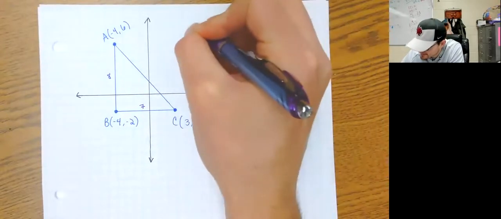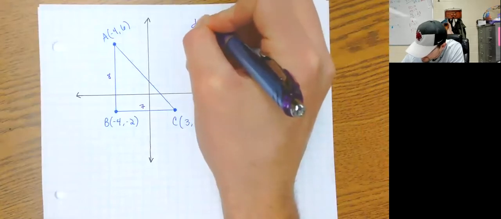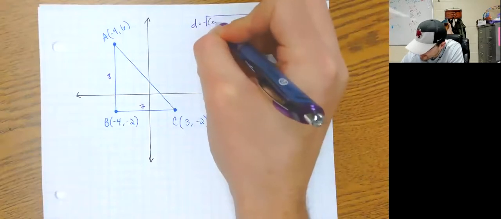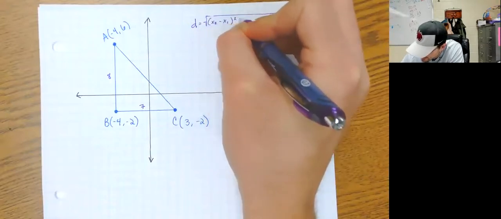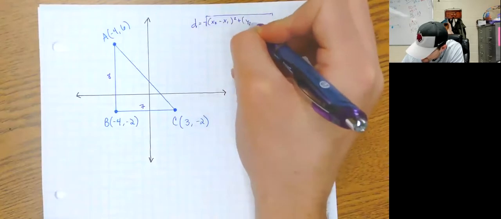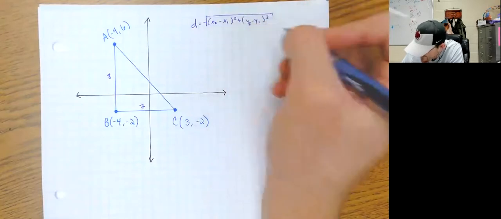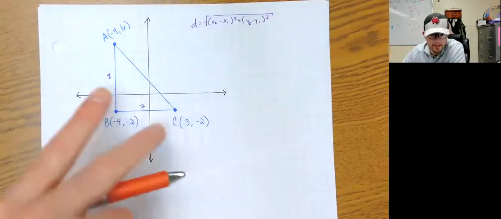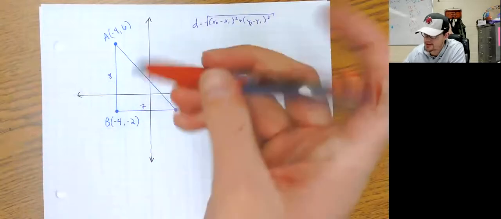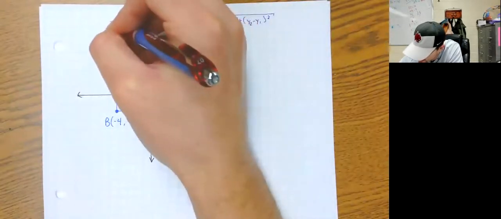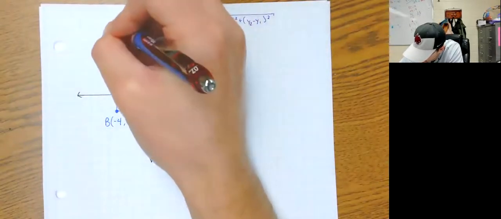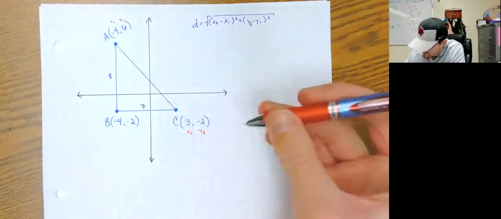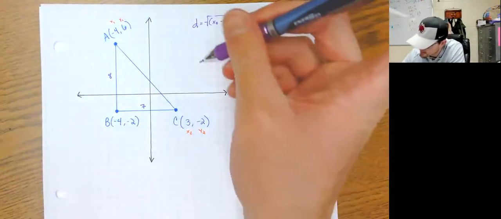So d equals the square root of x sub 2 minus x sub 1 squared plus y sub 2 minus y sub 1 squared. All right, so we are going to plug in the two endpoints of this diagonal segment we're trying to find. So I would call this x1, y1, and then I would call this x2, y2. All right, so we're going to go through and substitute those in.